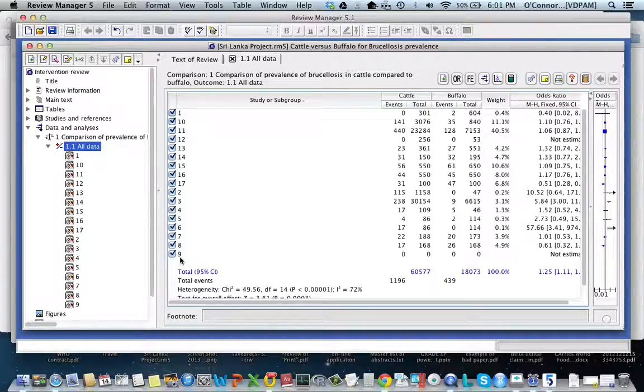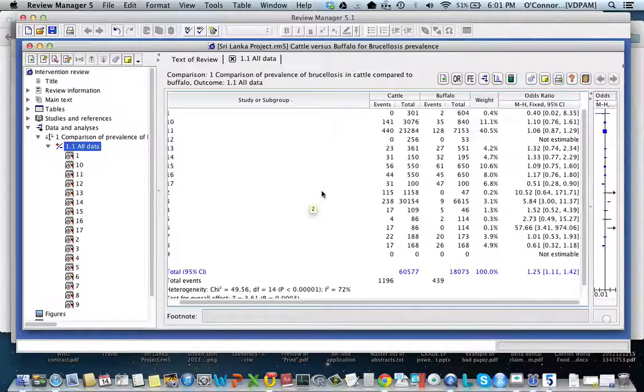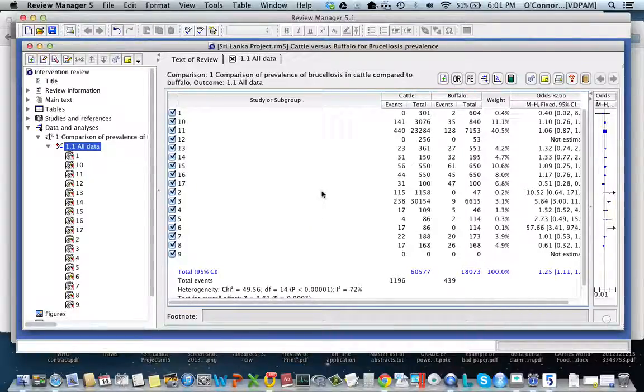In that case, if sex is associated with seroprevalence, then the estimate may be different between those two subgroups. Males may have different to females. Another example that's quite common is if we have beef cattle versus dairy cattle. So what we need to do is first test the assumption about whether there is homogeneity of the effect. So does the effect of cattle versus buffalo look to be the same in each study?